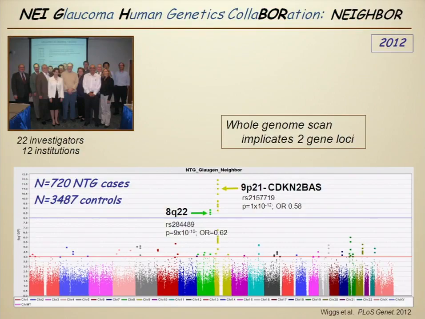Glaucoma has been recalcitrant. No real genes. Yes, there is the myocilin gene, 20-some years ago. But other than that, genes have not been found. But getting together a group under the auspices of the National Eye Institute, they just last fall published a whole genome scan, and there were 2 loci that popped up. So we hope that genes will be found.